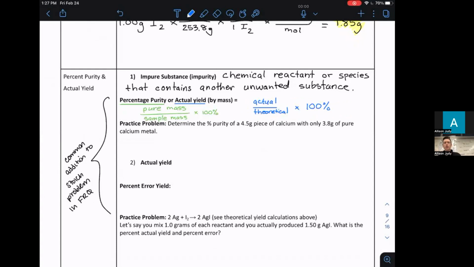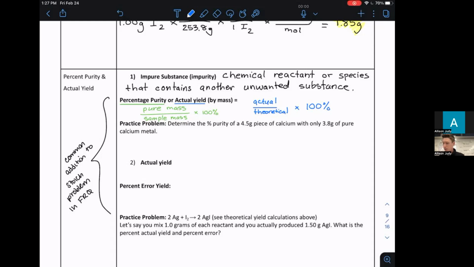So for those of you watching this video, we've confirmed that what I wrote originally was actually flipped. Percentage purity makes more sense this way: pure mass over sample mass, whereas actual yield is what you actually got divided by what you theoretically got based on stoichiometric ratios.